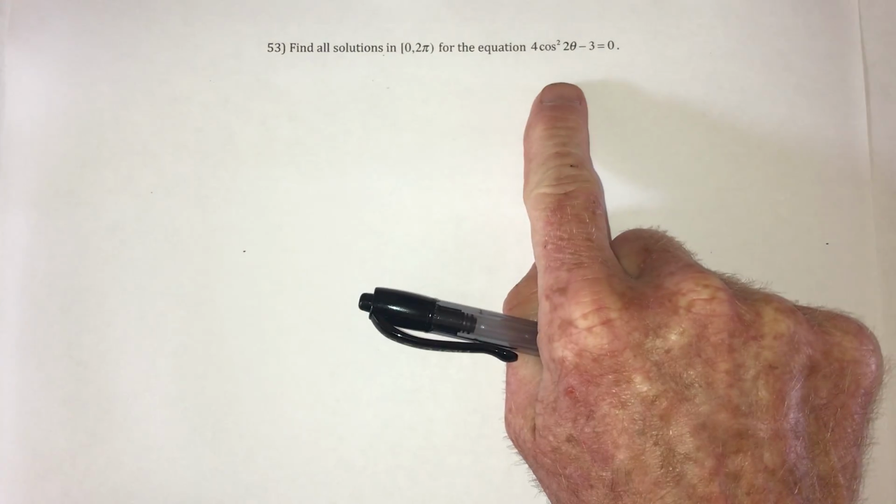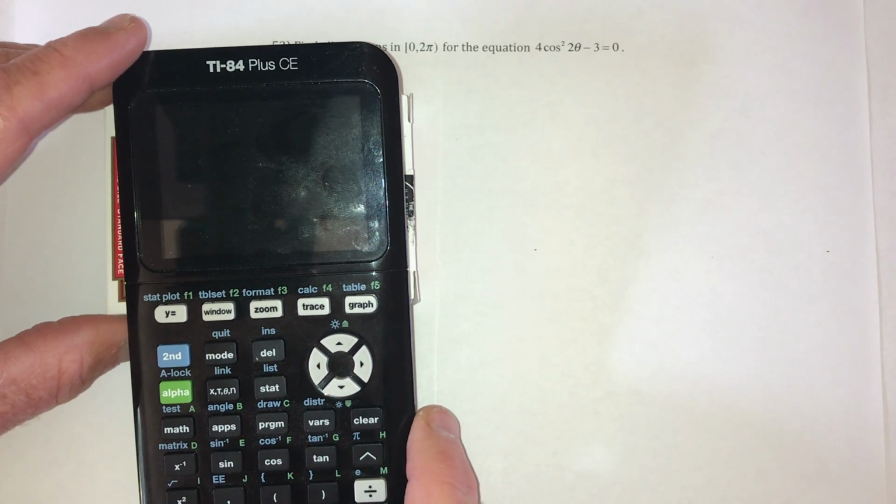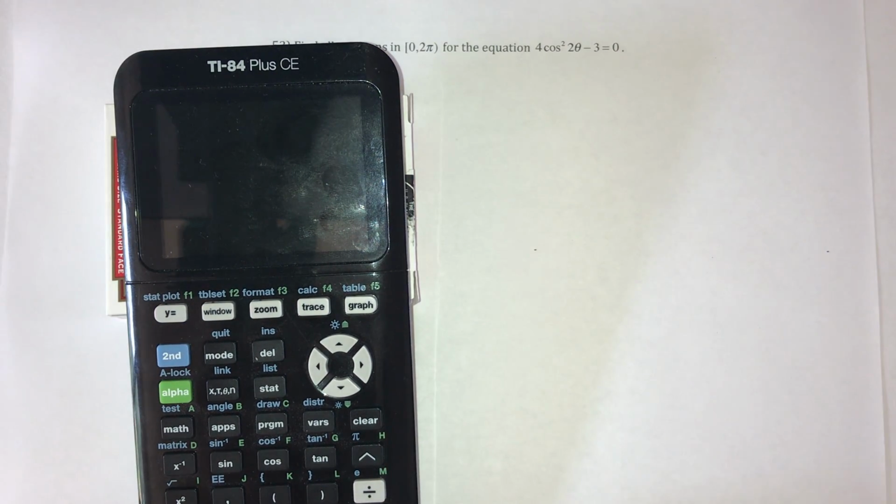Most of the time when I'm solving equations like this, I do the work first and then I use the graphing calculator to check it. But sometimes I like to switch things up. I don't like that glare, but there you go, that's better.